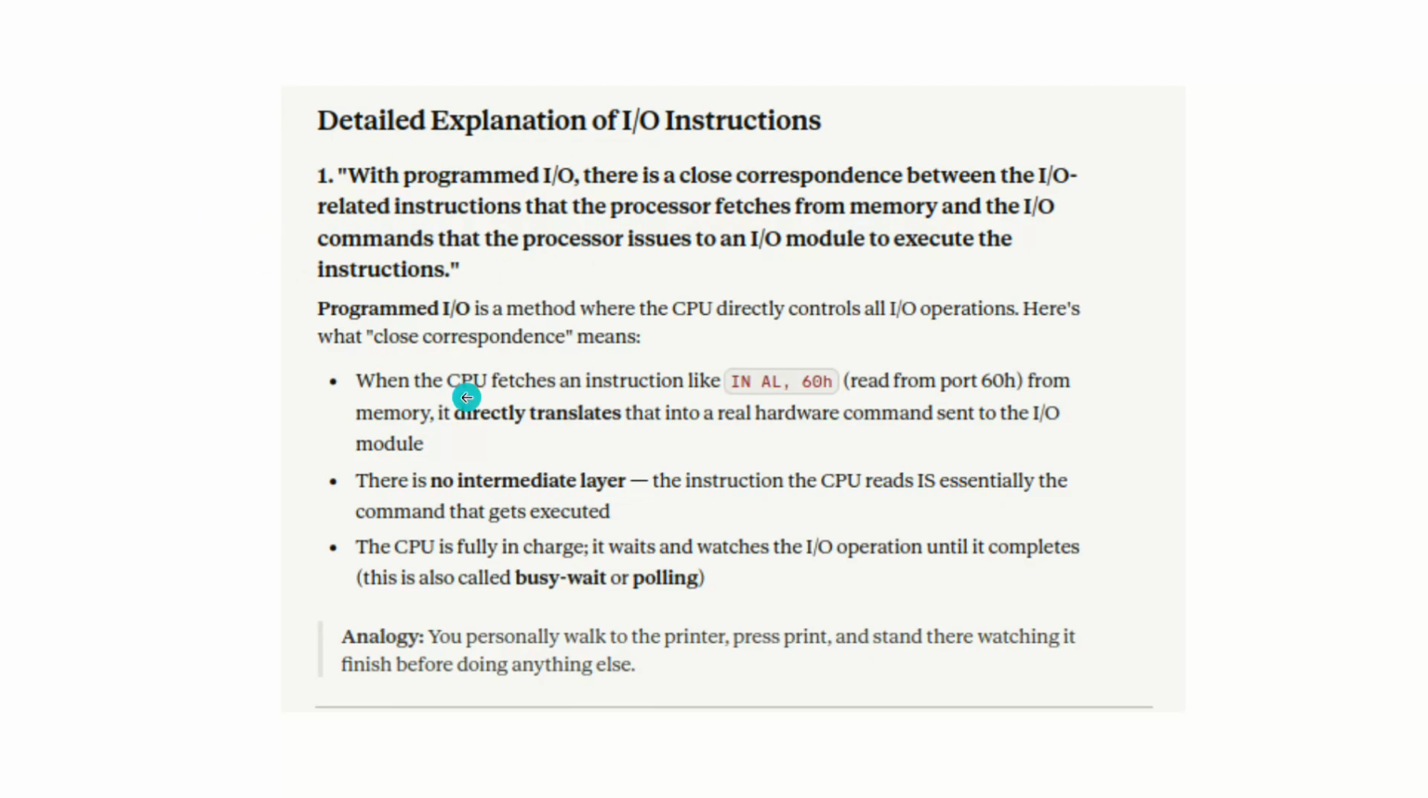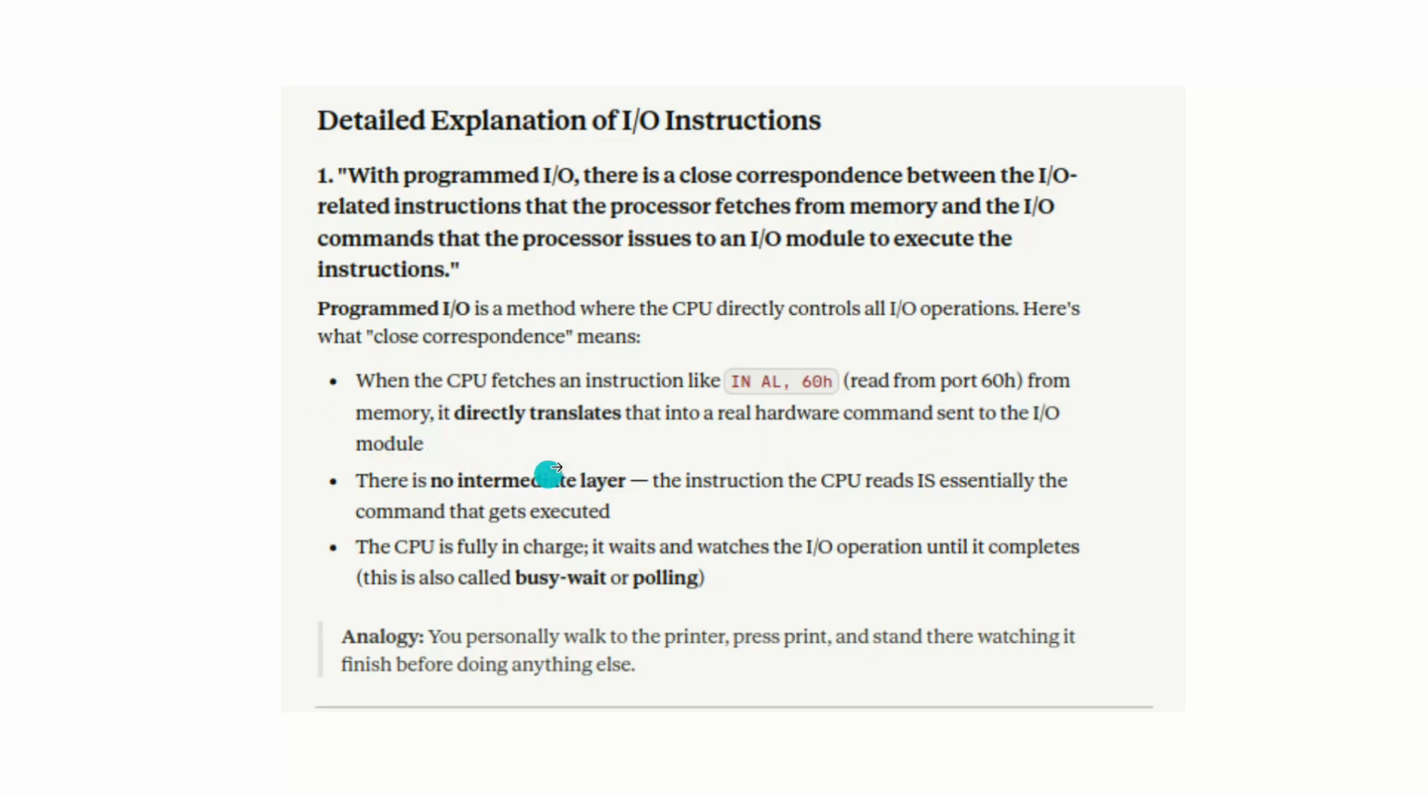So here it means that programmed IO, we know, is a method where the CPU is directly controlling all the IO operation. Now, what does this close correspondence mean? Close correspondence means that when the CPU is fetching an instruction, like this is an instruction that has to read from port 60H. Okay, that is what this instruction means. From memory, the CPU is fetching an instruction like this, and it is translating that into a real hardware command, and then it has to send it to the IO module, right?